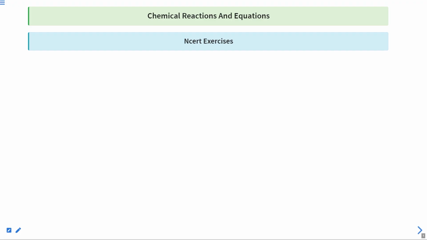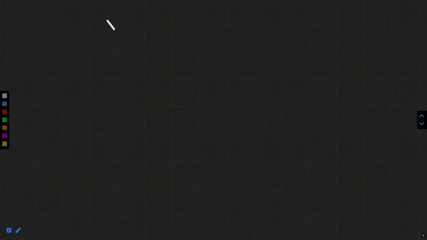In this class, we are going to discuss the NCERT exercise questions of this chapter, that is chemical reactions and equations. You know very well this chapter is important from the exam point of view. If I go with a quick summary, in this chapter we introduced what a chemical reaction is.